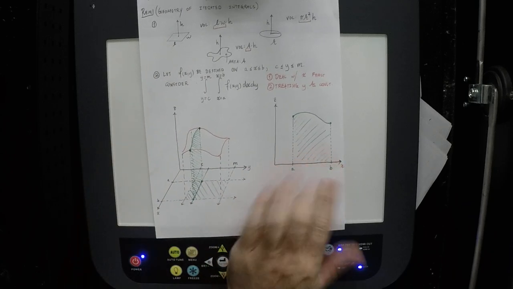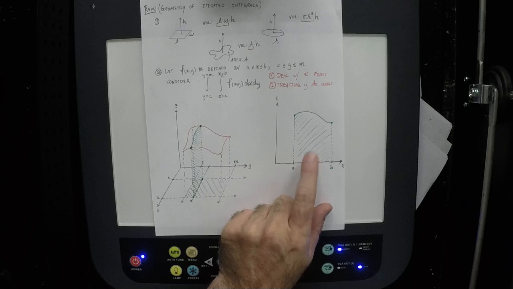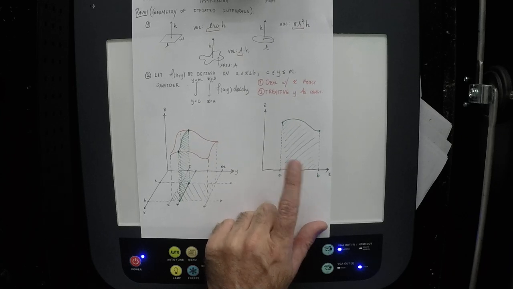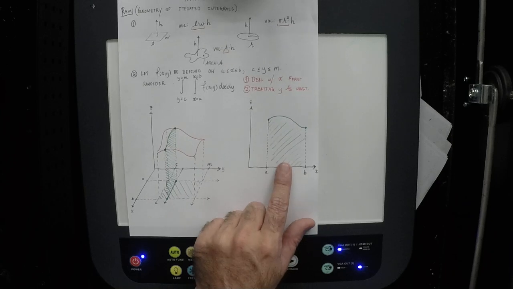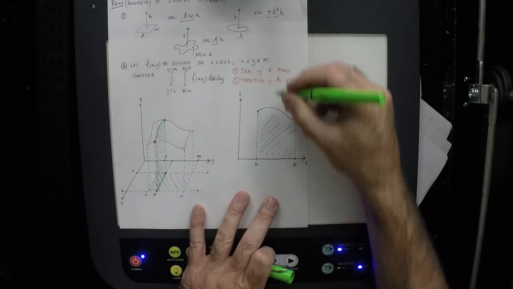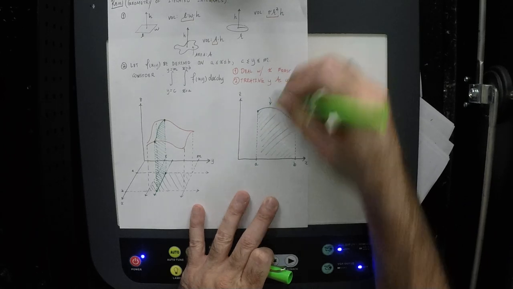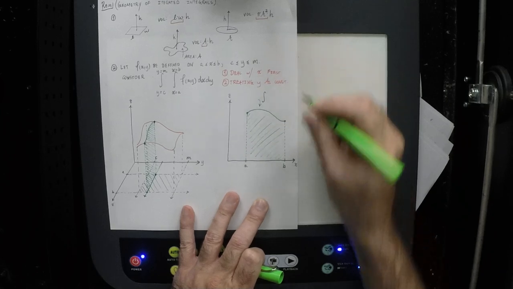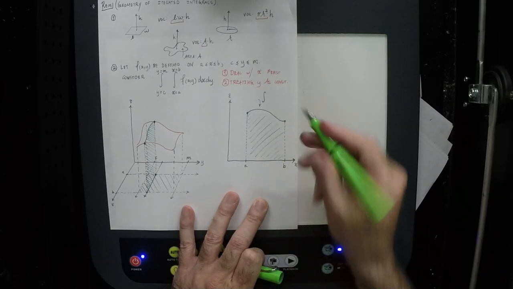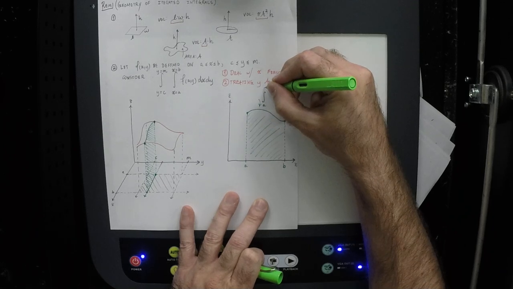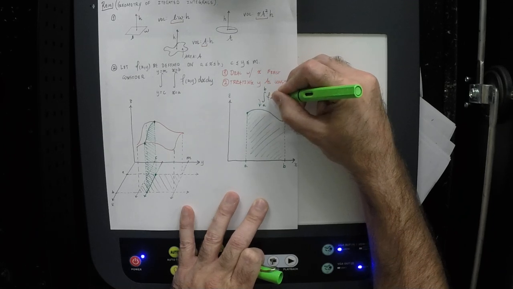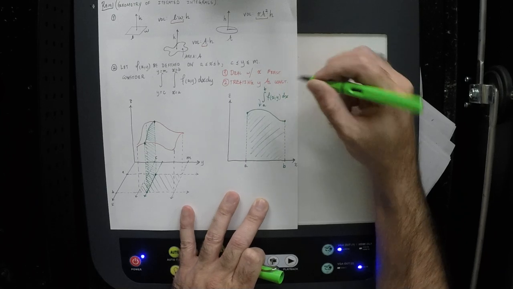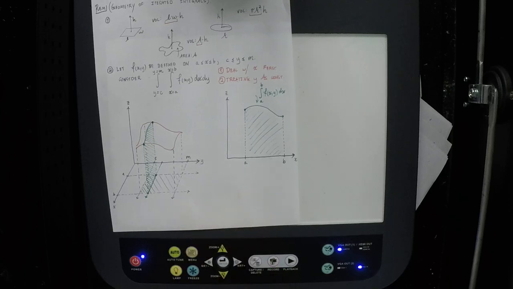So this shape right here, this is the kind of shape that we can find with an integral, right? With an integral. Specifically, the formula for this is the integral from x is a to x is b of f of x and y dx, treating y as a constant.